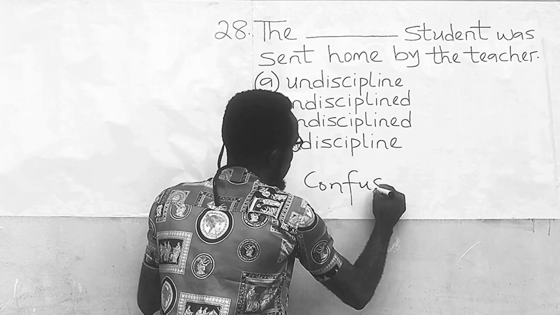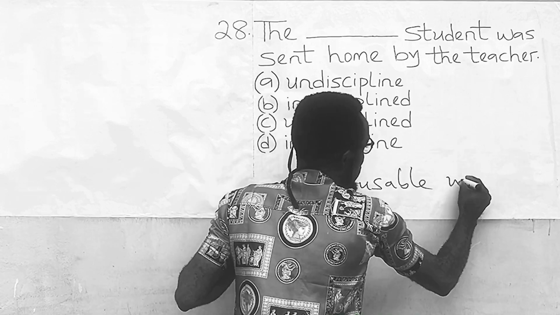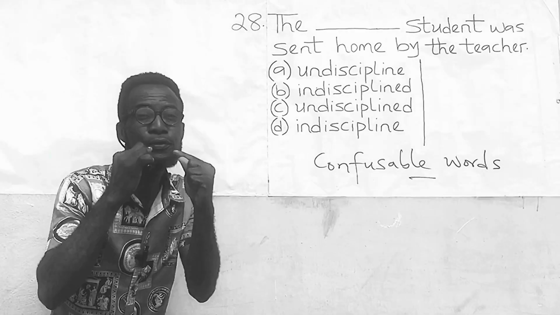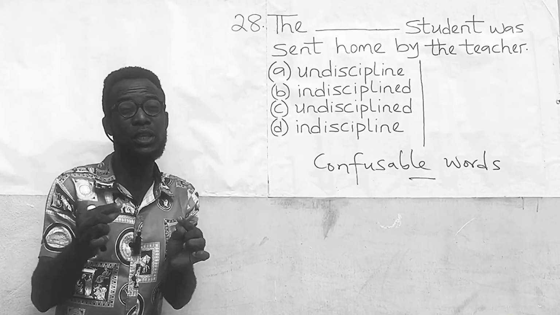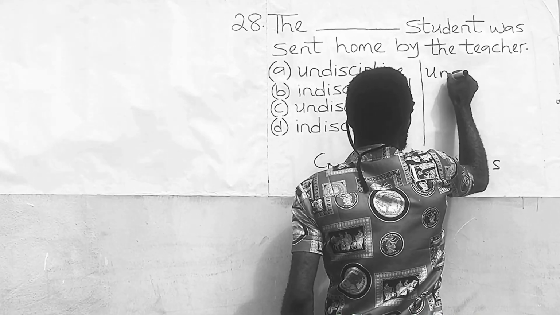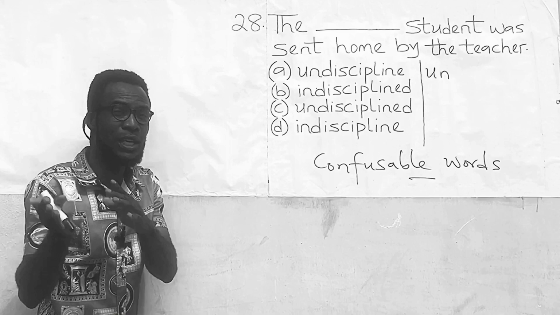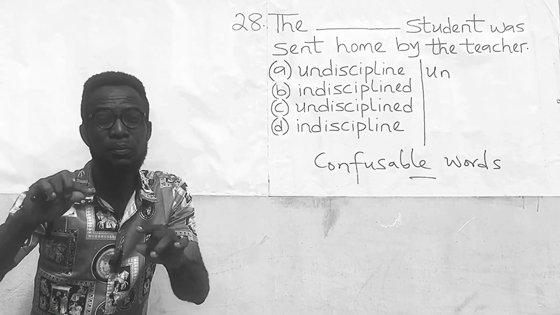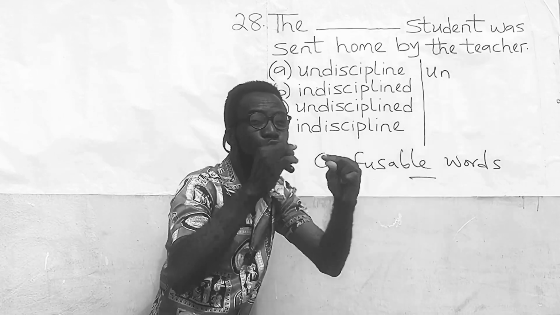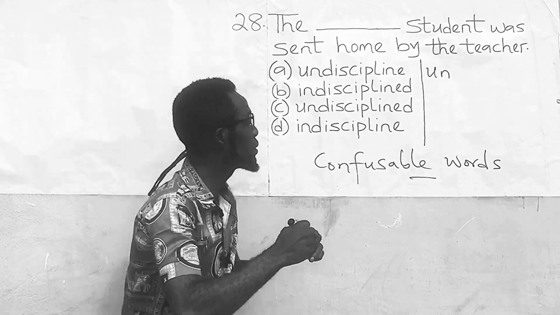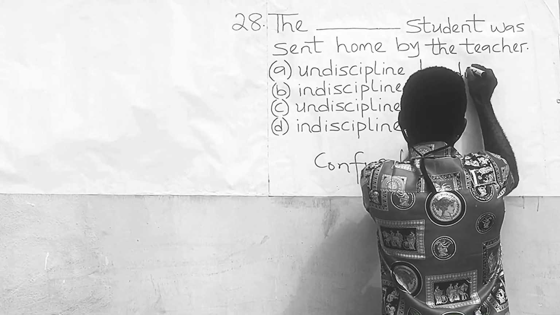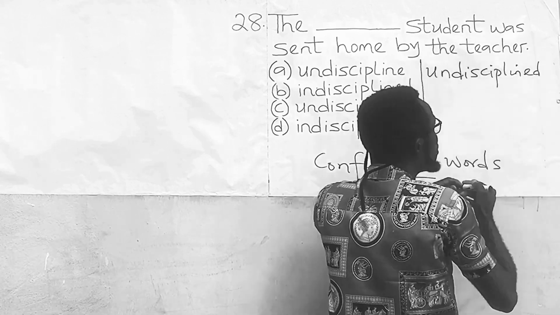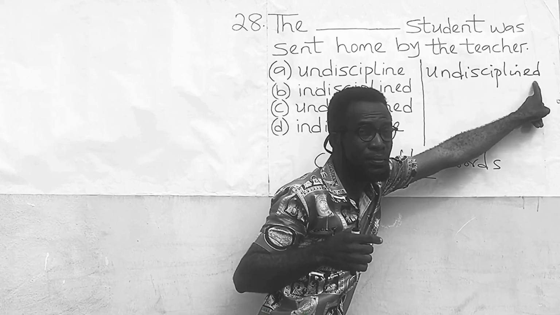confusable words. First of all, the one that begins with un should always end with a D. In other words, the one that begins with the prefix un should always be written as undisciplined. It should always end with a D.